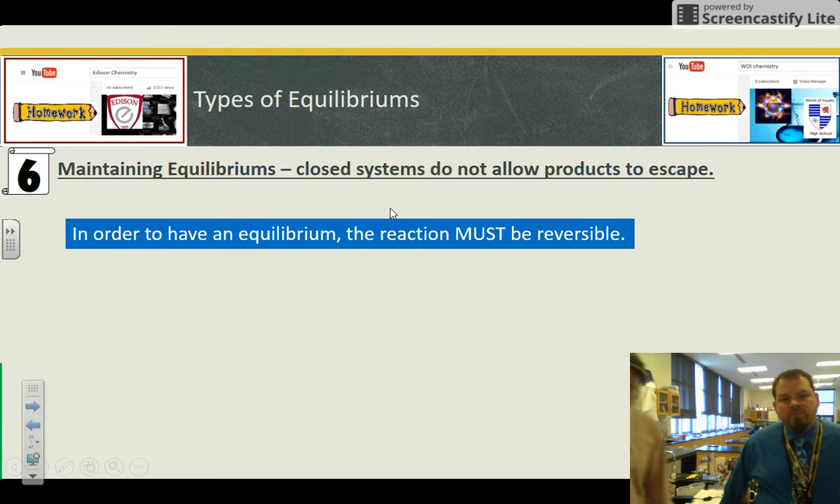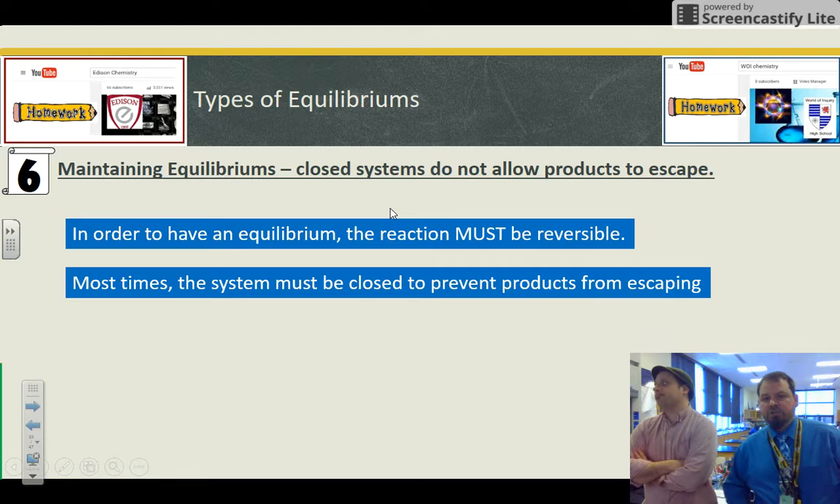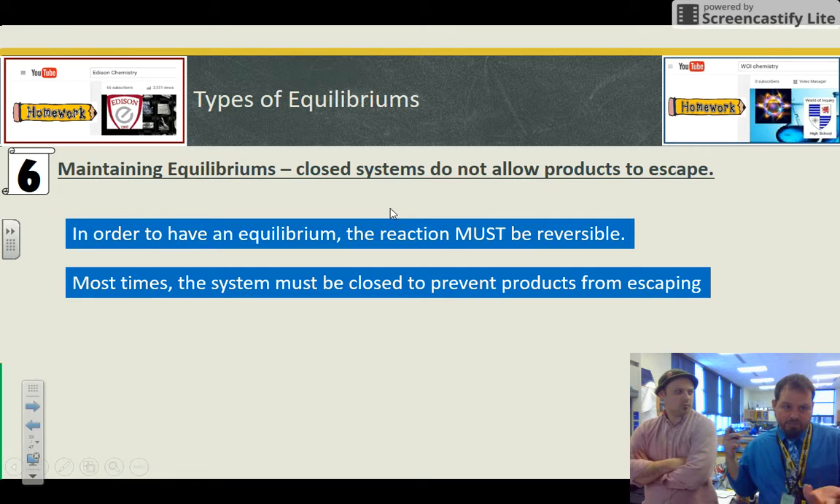Now, to maintain them, basically, we need to have a reversible reaction. Right. So there has to be a forward and a reverse, or it's not an equilibrium. Otherwise, it's a one-way street. We've seen one-way streets in the city. They happen. All right. And then most times we have to have the system closed, like that one we have with the liquid there, because we can't have the product escaping, because then it can't go in the reverse direction.